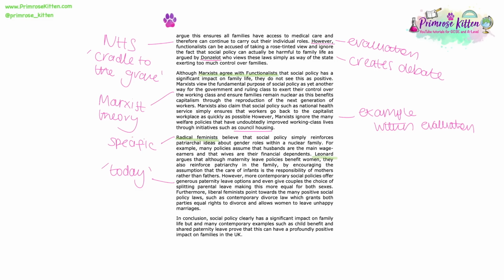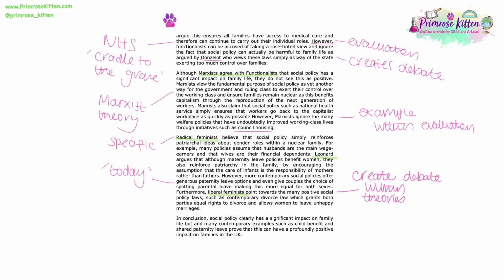Furthermore, liberal feminists point towards the many positive social policy laws, such as contemporary divorce law, which grants both parties equal rights to divorce and allows women to leave unhappy marriages. Note in my evaluation there, I have used one branch of feminism to evaluate another branch of feminism, which just reinforces that idea that we understand feminism is a large theoretical framework and there are lots of different ideas within that. So to use one theory to evaluate another theory of feminism really does show higher level thinking when it comes to evaluation.